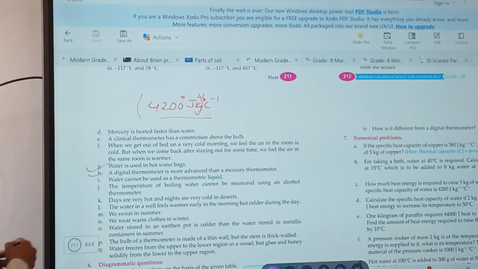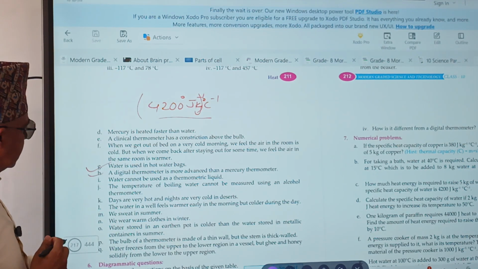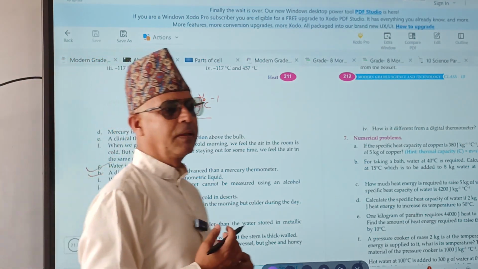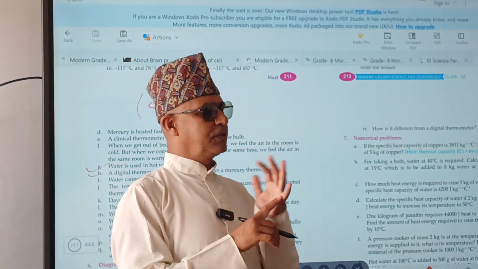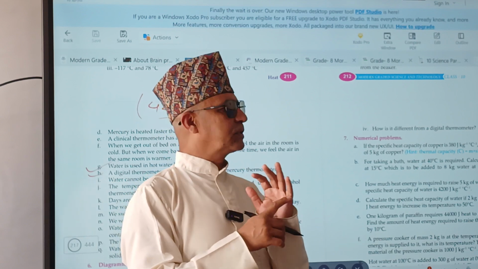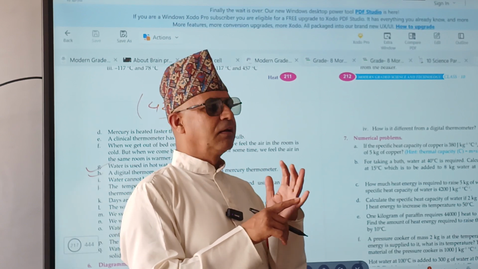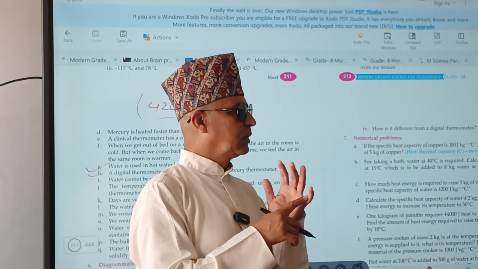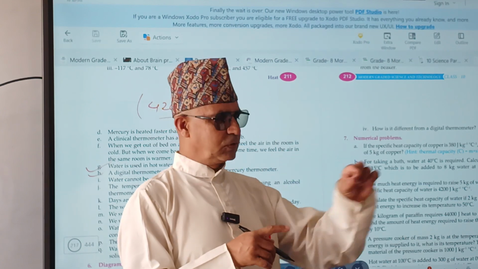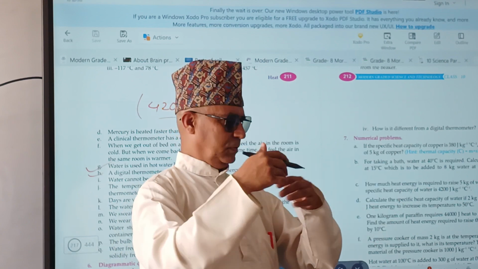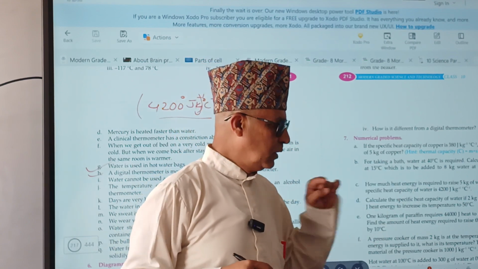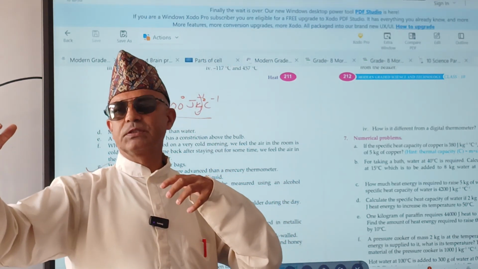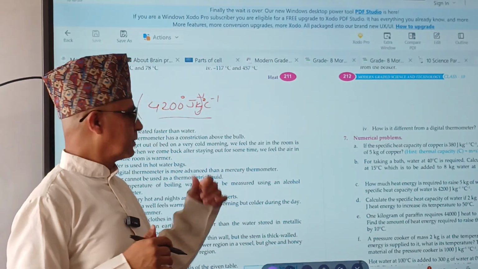Number H. Question. A digital thermometer is more advanced than a mercury thermometer. Why? A digital thermometer can measure the temperature in a shorter time and it can show the accurate measurement. Because in the mercury thermometer, when we're looking up, down, we have to make the level equal, isn't it? So it is a bit long process. Which one is the short process? This one. This is a very short process.